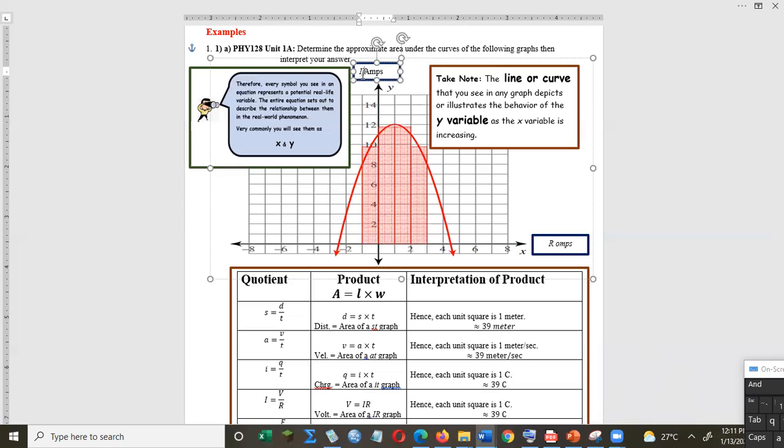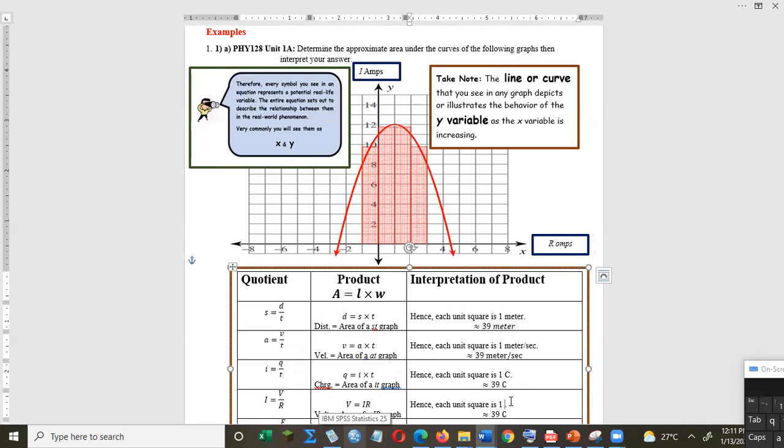Again, we're transferring from words to symbols. Any symbol that you see represents a word. V for voltage, R for resistance. Example: volts now will be in volts. Voltage, 1 volt. So that's about 49 volts. So as you can see, it depends on what you define Y and X to be. X and Y are general letters to represent potential variables. And the interpretation of the area under the graph depends on what you define as X and Y. And always remember, the line that you see shows the behavior of the Y variable.